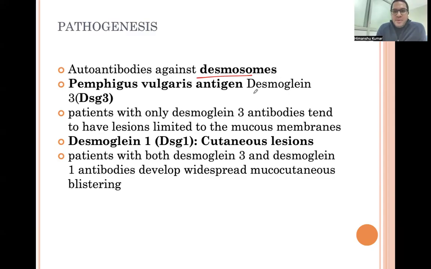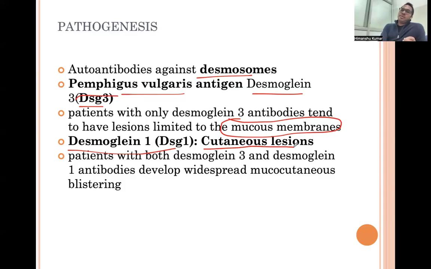The main desmosome involved is desmoglein 3 in pemphigus vulgaris. It's also extremely important for MCQs. DSG3 is mainly associated with lesions in the mucous membrane. If desmoglein 1 is involved, then we'll also get skin lesions. So DSG3, remember, is for mucous membranes, and DSG1 is for cutaneous lesions. If patient has both DSG1 and 3, the patient will have both skin and oral involvement.